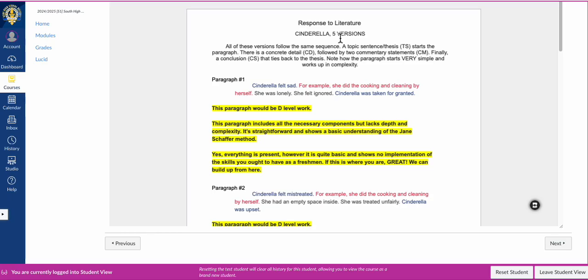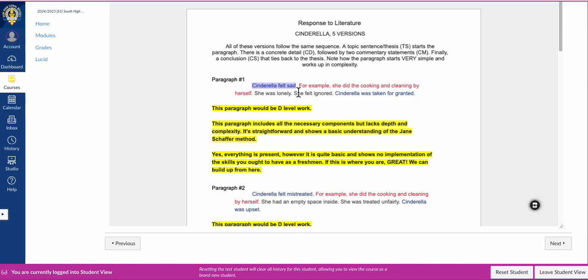So, in the Cinderella story, I could say Cinderella felt sad. This would be my topic sentence, and it is a very simple but solid topic sentence. For example, she did the cooking and cleaning by herself. These are things that I'm seeing. What is she doing? Now, how does she feel? She was lonely. She felt ignored. Both of these are true. Both of these are commentary. However, all of this is very simple. This would be a D-level paragraph.